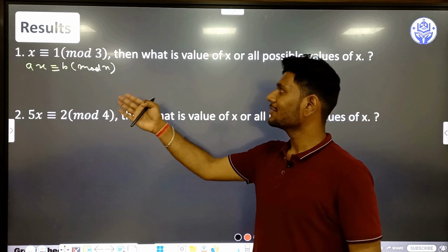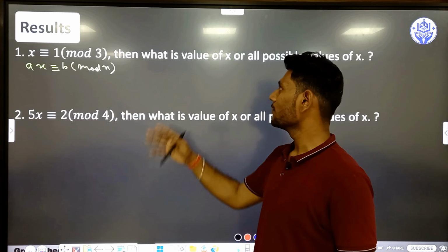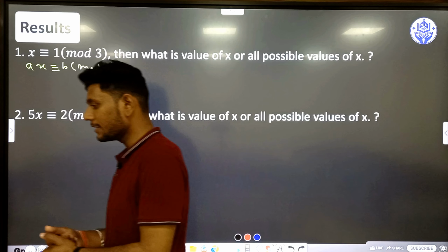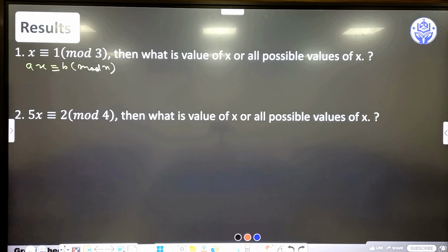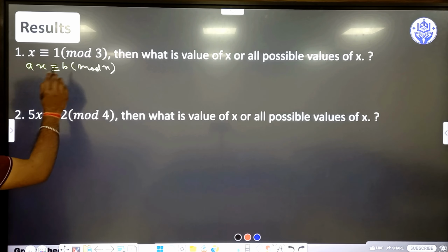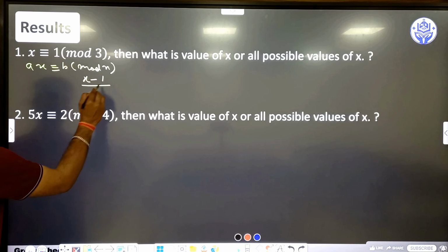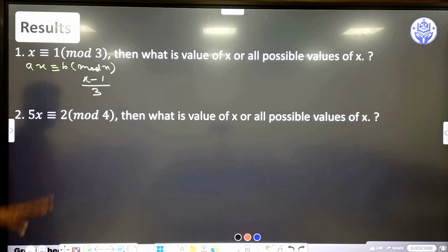So if x is equivalent to 1 mod n, then what is the value of x, or all possible values of x? How can we find that? That is very easy, we can easily find this using the property of congruence modulo. Whatever the case given here, you should write it like this. What is the congruence? That is 1. So just try to write like this: x minus 1 divided by 3.